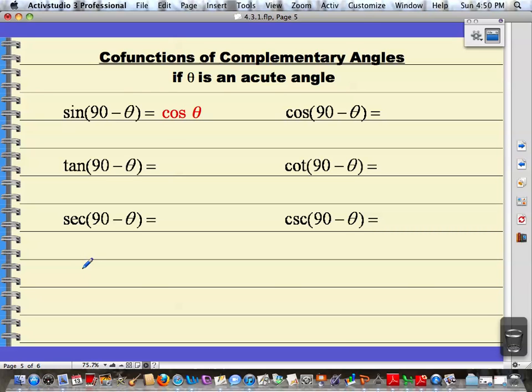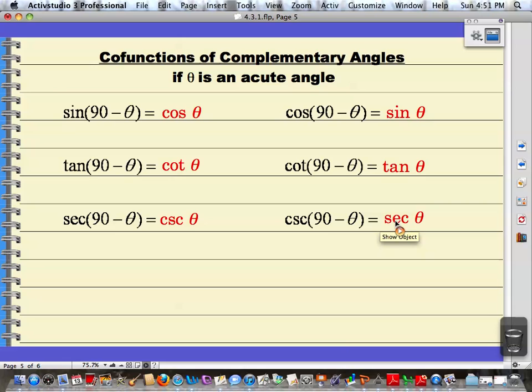So for example, if you look at your table, and you look at the sine of 30 degrees, or the sine of pi over 6, and look at the cosine of 60 degrees, you'll see that the sine of 30 degrees and the cosine of 60 degrees are the same value because they're cofunctions. Okay? So those cofunctions have the same value for complementary angles. The sine of 20 and the cosine of 70 degrees would be the same. Okay? So the cofunction for the cosine is the sine. The cofunction for the tangent, as you might expect, is the cotangent. Okay, so we can fill in both of those. And then the secant and the cosecant are cofunctions.